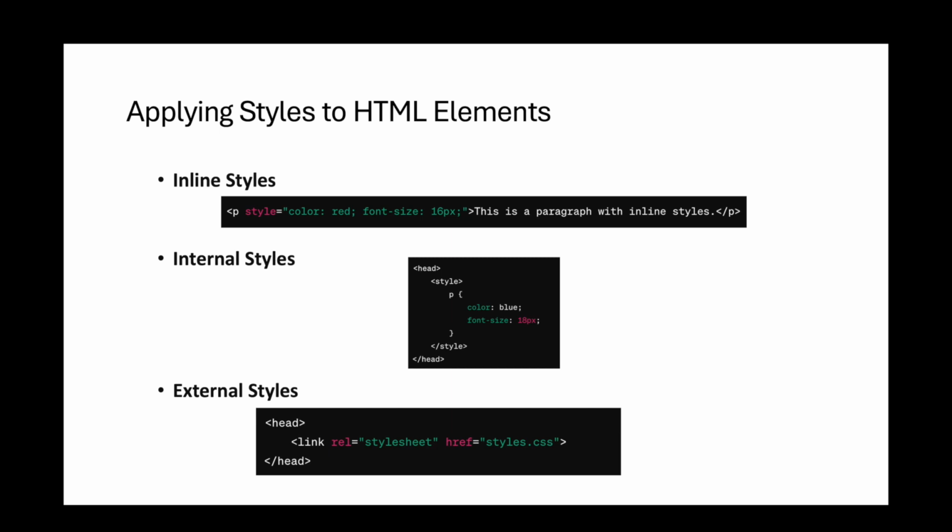External styles. External styles are CSS styles defined in separate CSS files and linked to an HTML document using the link element in the head section. External styles can be shared across multiple HTML pages and provide a more efficient way to manage styles. Example: <head><link rel="stylesheet" href="styles.css"></head>.